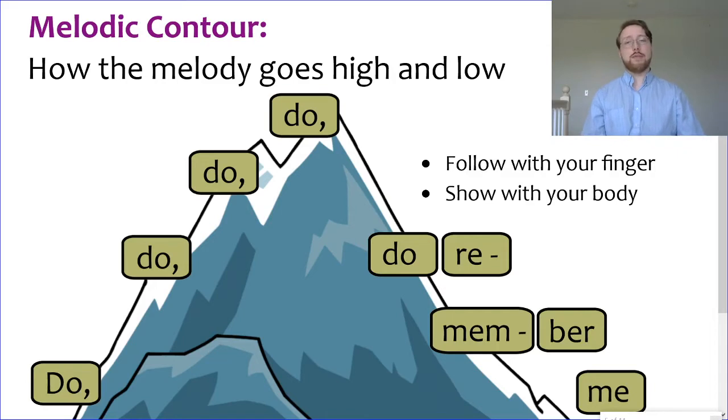In our song Rocky Mountain last week, we showed how the melody went high and low. We showed with our fingers, tracing the path on the mountain, and with our bodies. Let's start by taking your finger and following along on the mountain. Ready? Sing the last line of the song with me. Do, do, do, do, do remember me. Let's try one more time. Do, do, do, do, do remember me.